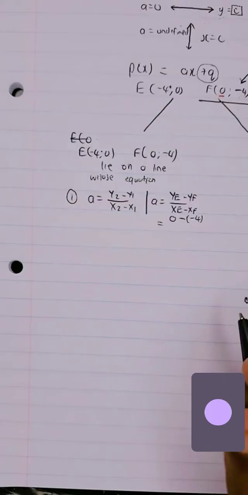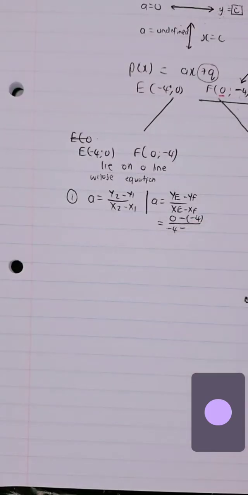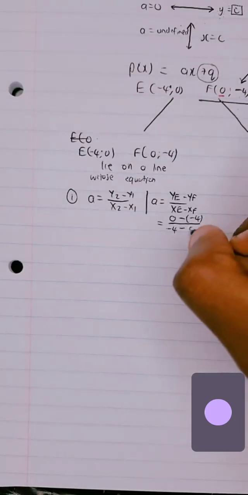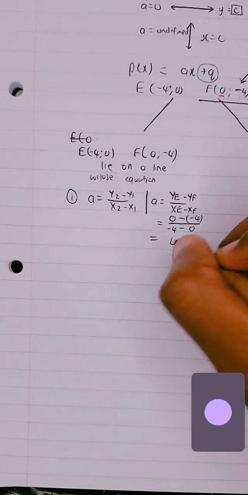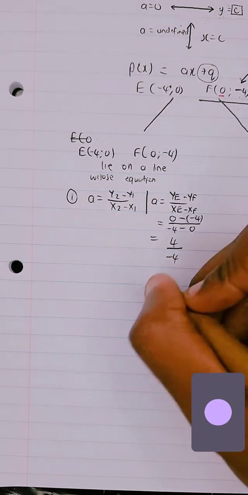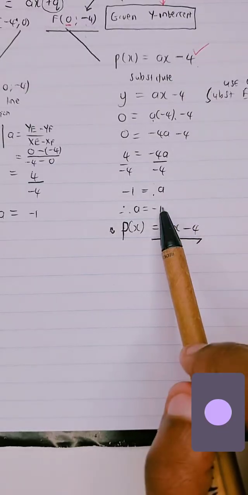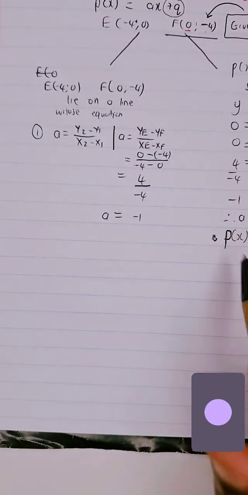Put in brackets. Minus 4. Okay. Over x coordinate of e, negative 4, and then minus x coordinate of f, 0. At the top, what do we get? 4. Okay, straight to the point. I love it. At the bottom, we get? Negative 4. Awesome. And then the final answer? Negative 1. Okay, you see, it does not deviate from what we had gotten here. So a is equal to negative 1.